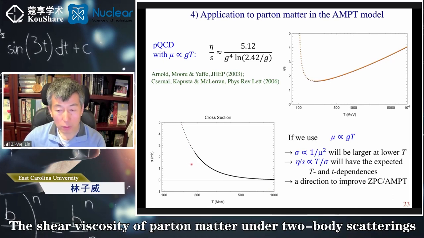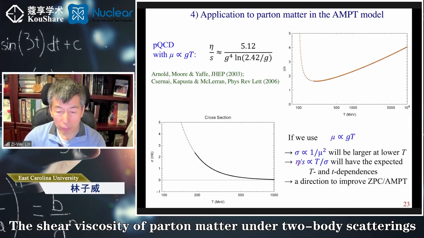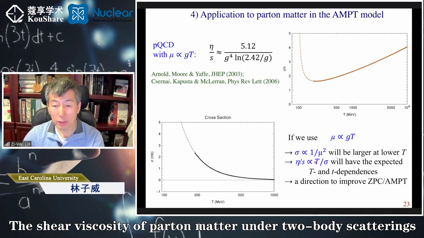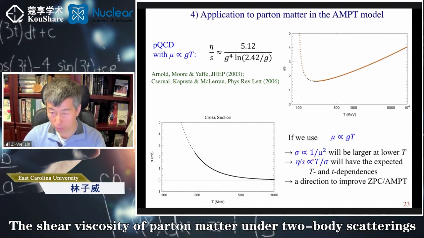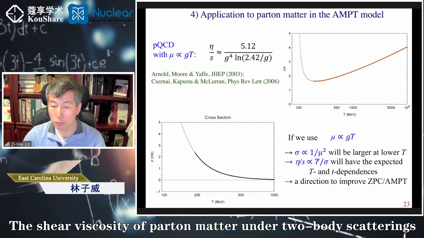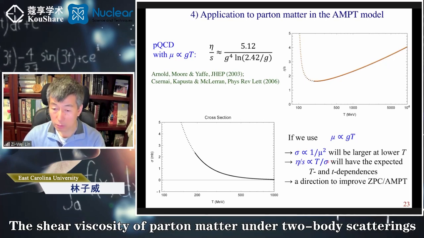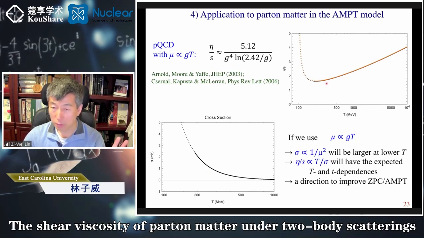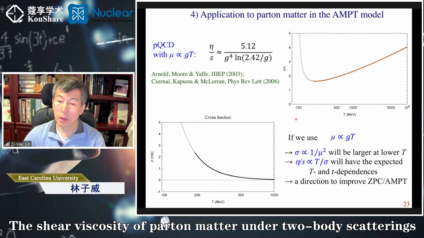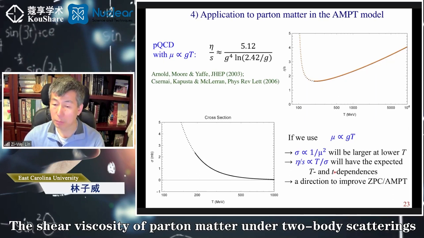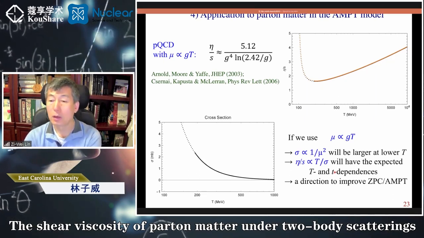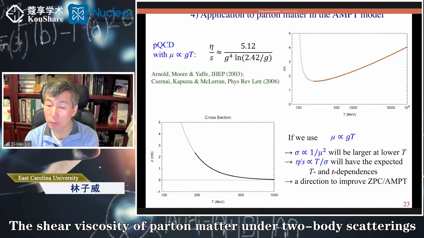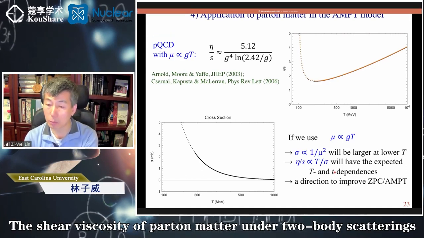And then if you look at η/S, S is something like T cubed, then you can see that η/S from all these formulas is qualitatively proportional to T over σ. And once σ is decreasing with temperature, this η/S will turn out to increase with temperature. And then the temperature dependence or the time dependence of the parton matter η/S will be as expected. So apparently this is a good direction to improve the AMPT model, in particular the ZPC parton cascade model in AMPT.